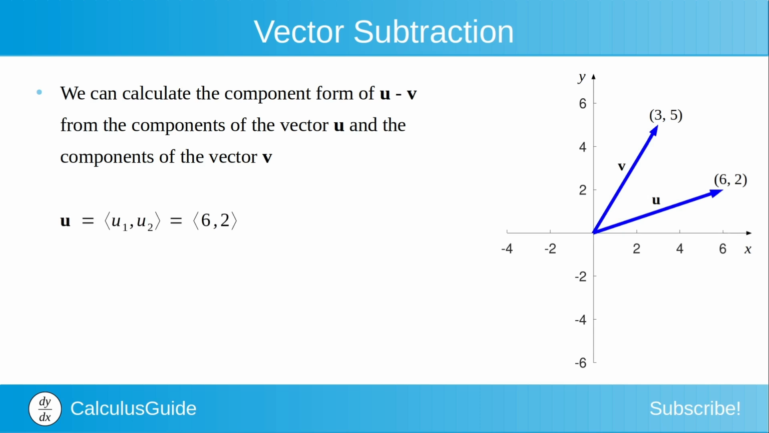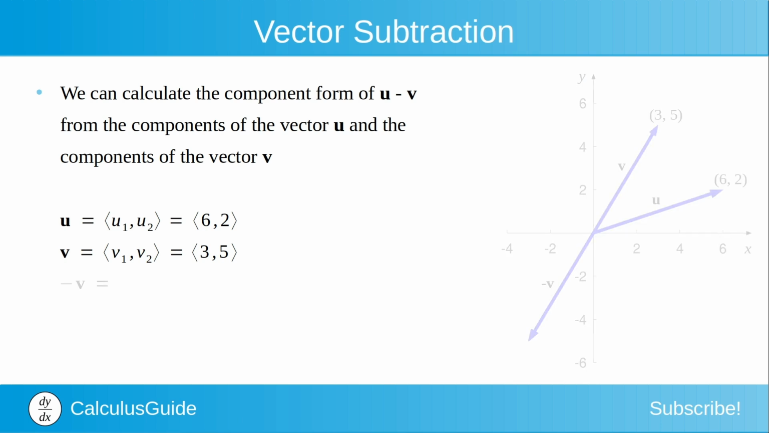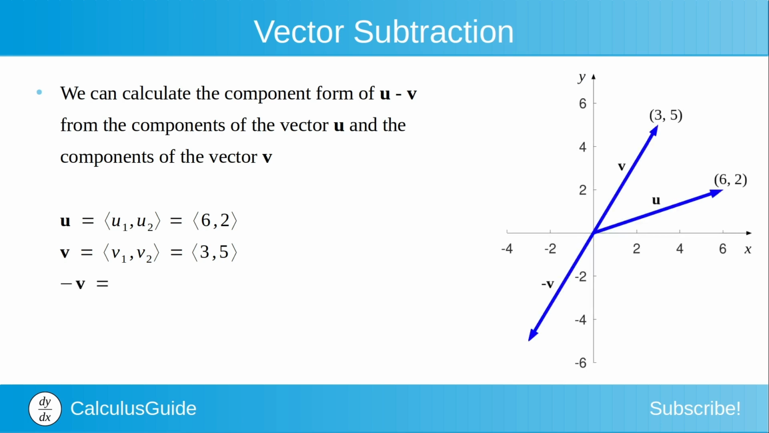The vector u has component form u1, u2, which in this example is equal to 6, 2. The vector v has component form v1, v2, which in this example is equal to 3, 5. The vector minus v is equal to the scalar minus 1 multiplied by the vector v. The component form of the vector minus v is equal to minus 1 times v1, minus 1 times v2.